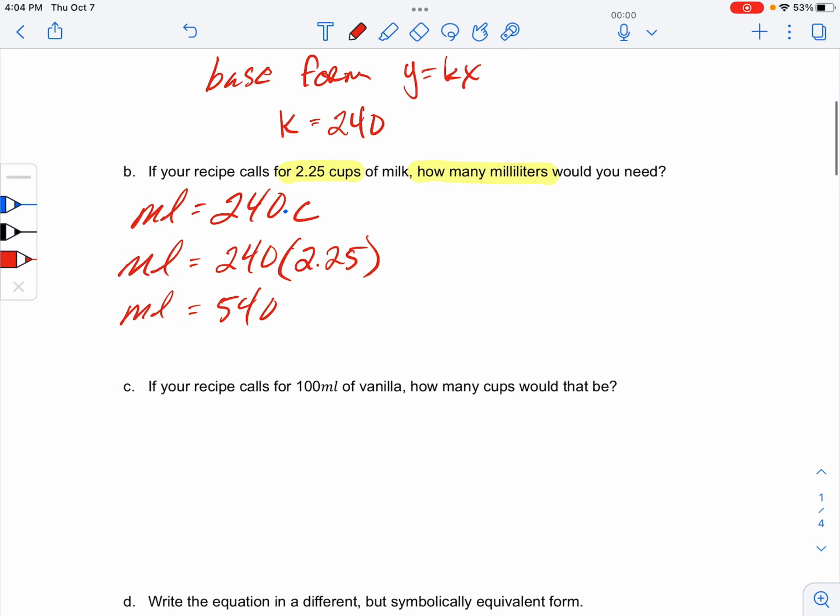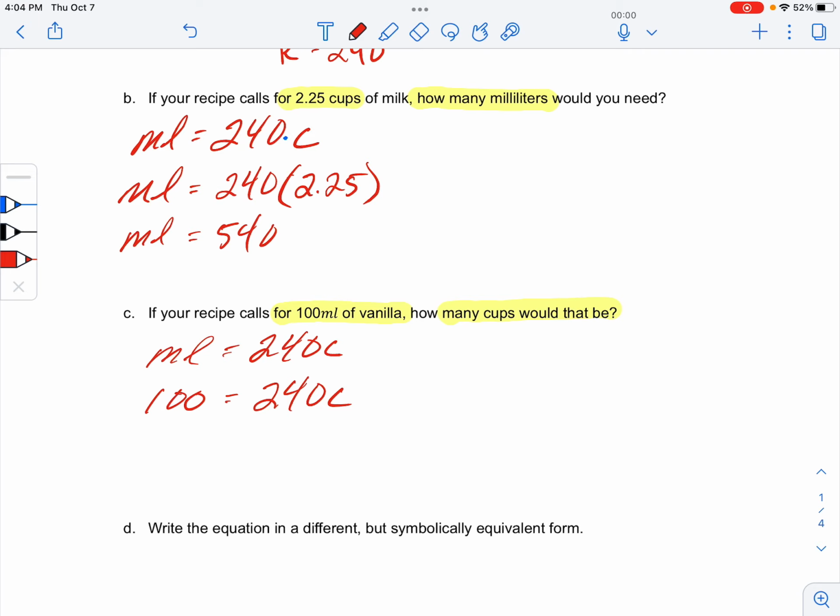Next, we'll be given a different variable. So now we're looking at question 1, part C. We are given milliliters. It tells us we need 100 milliliters, and we want to know how many cups that is. We're given milliliters this time, so our equation is ml equals 240C. And we're given milliliters, so let's plug that in. 100 is equal to 240C. So we plug in what we know. Everything else stays exactly the same. But now we're trying to find C.